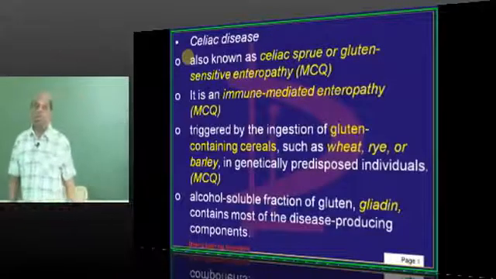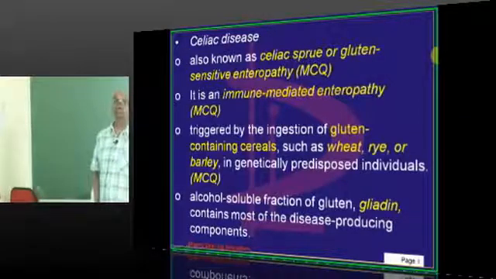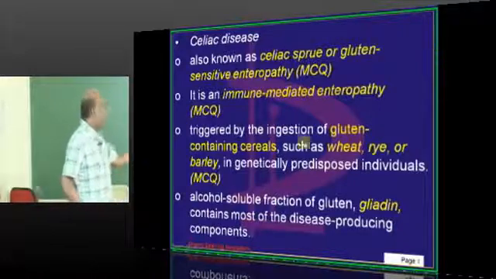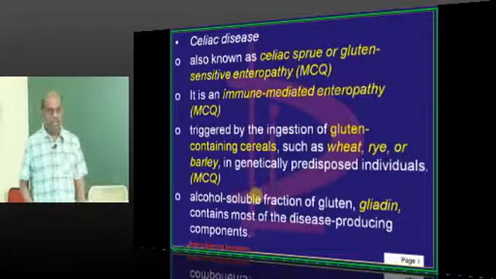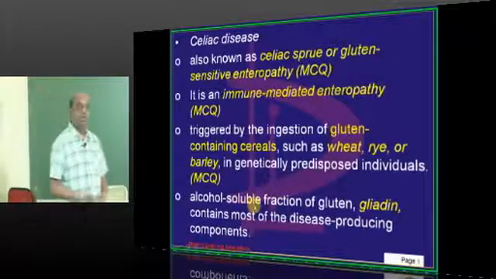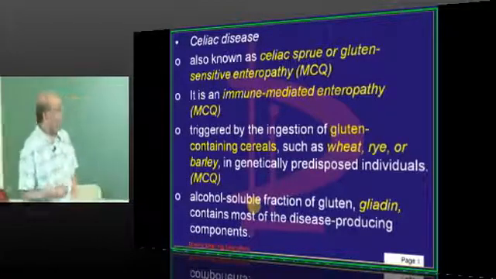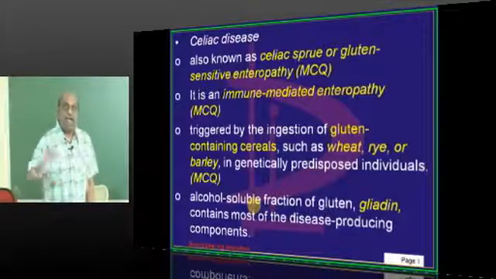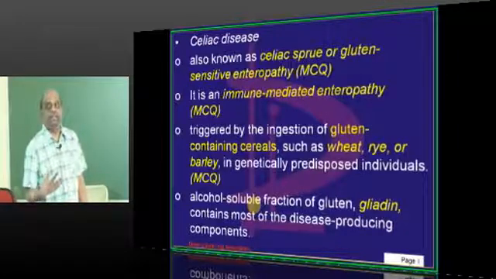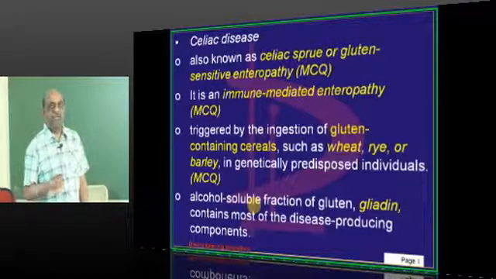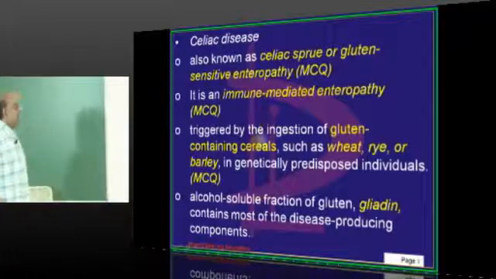So what is the other name for celiac disease, doctor? Celiac sprue, or it is also called gluten sensitive enteropathy, is the other name which is being given. It's an immune mediated enteropathy is what we need to understand. The food containing gliadin, the protein which initiates celiac disease, causes injury to the intestine. It is autoimmune mediated. That's the reason it is called immune mediated enteropathy, is what you have to remember.